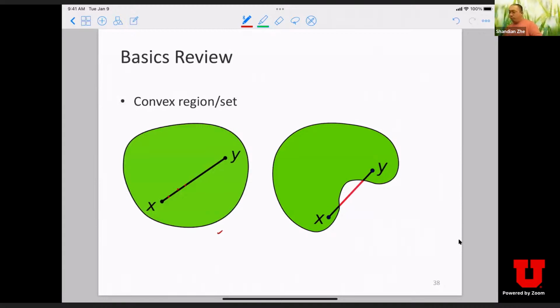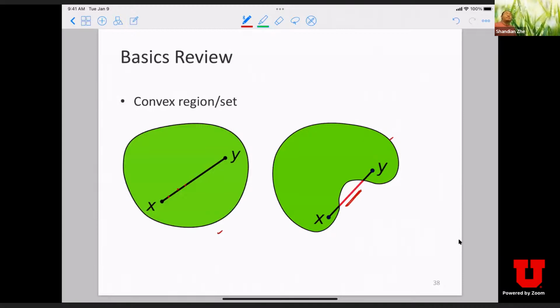For example, this region is not a convex region. It looks like a cone, but it's not convex. Why? Because if you pick x and y here and draw a line in between, this red part does not belong to the region, so it's not convex.